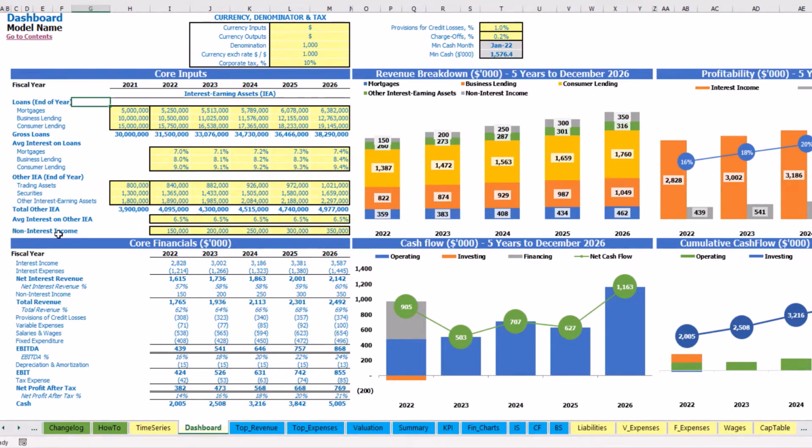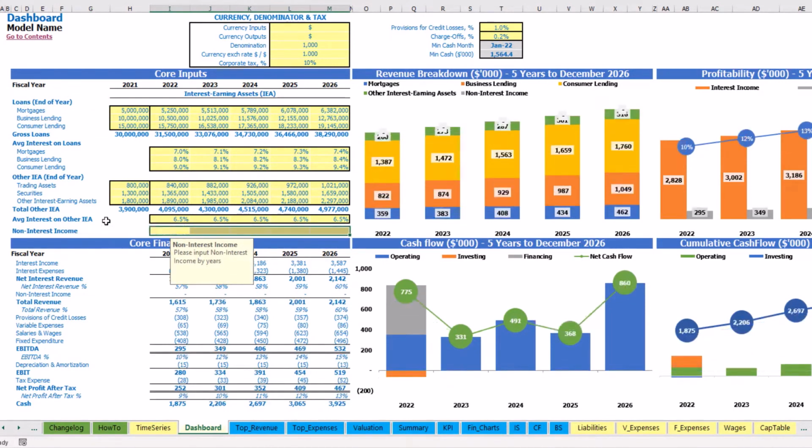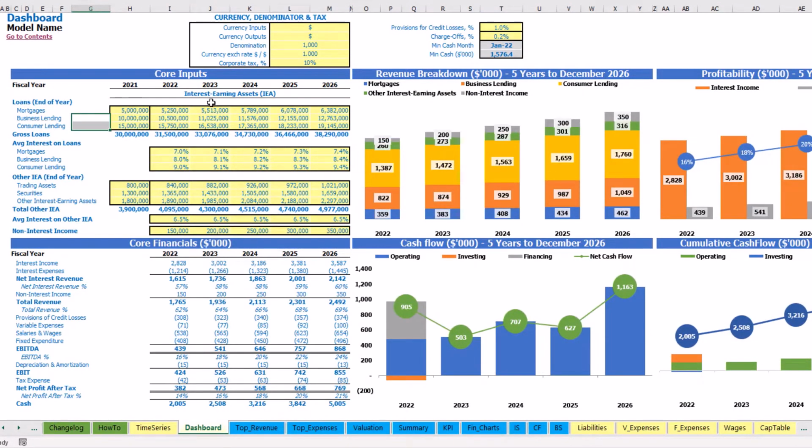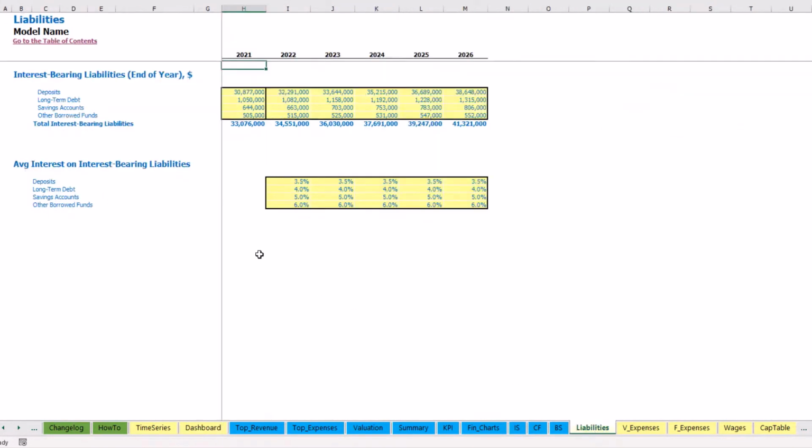Additionally, you can input your non-interest income. If you do not have it, you can just zero out all the cells and you will have only interest on interest earning assets. The next step is to input the interest bearing liabilities.